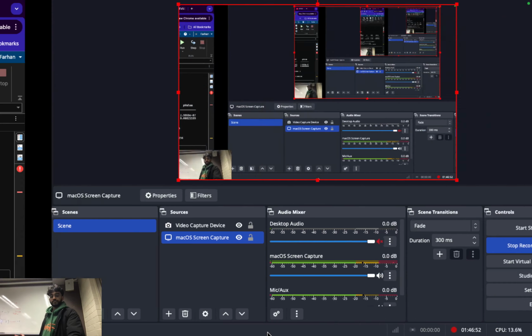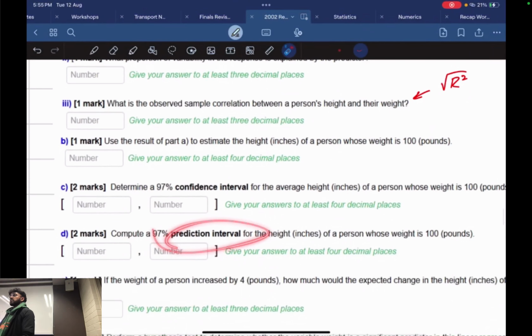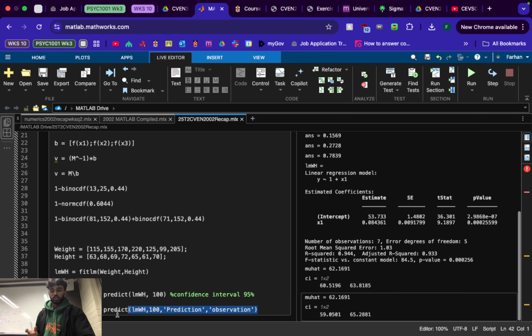For the next question, they tell us to find a prediction interval. In MATLAB, there's a separate code for that. We're going to use this one. So it's the same thing at the start, but you're going to add prediction and observation at the end. So that's straight from the stats lectures, week 9, I think, week 10. I think it's under new assumption, something like that. It is, I checked it this morning. Yeah, and you get a new value.